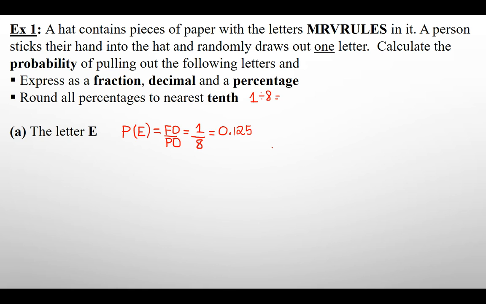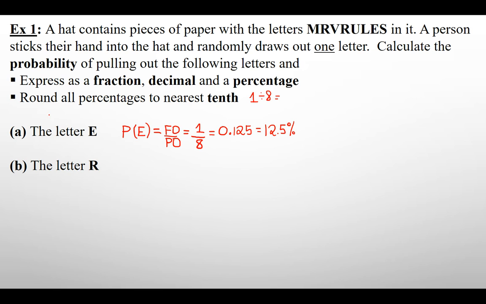And then, if I want to convert this into a percentage, all you have to do is take this decimal spot and move it 1, 2 units to the right, which is equivalent to multiplying by 100, and that would then be 12.5%. So the probability of drawing an E out of this hat would be 1 over 8 as a fraction, 0.125 as a decimal, and 12.5%.